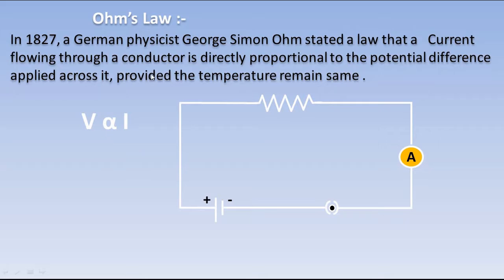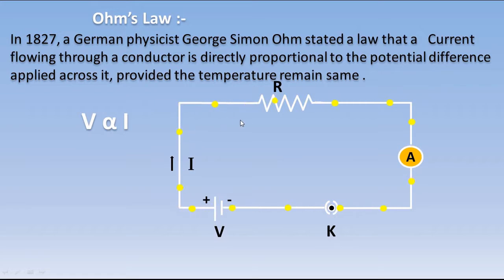The law states that when V, the potential difference applied across, increases, the current flowing through the conductor in the circuit also increases. V increases, I increases. Let us switch on the circuit and see a steady current I flowing through the conductor in the circuit.